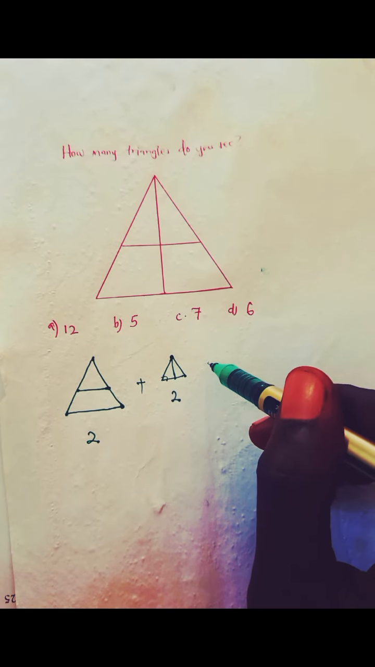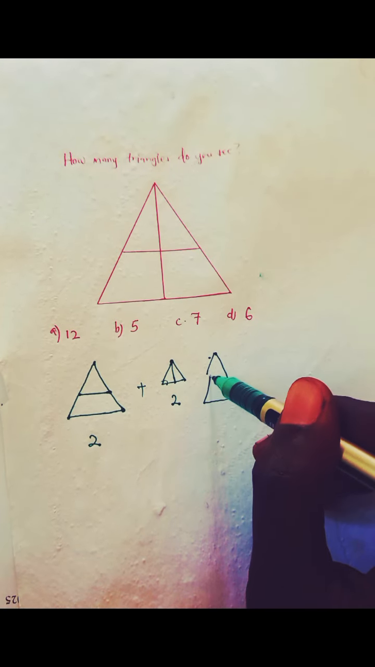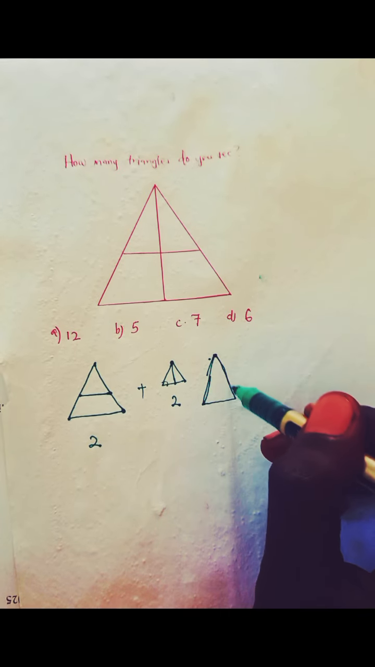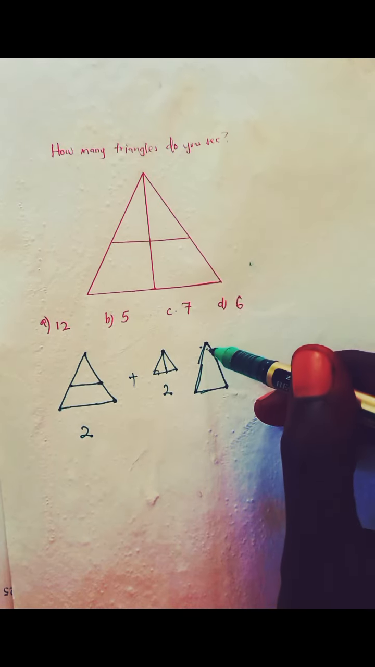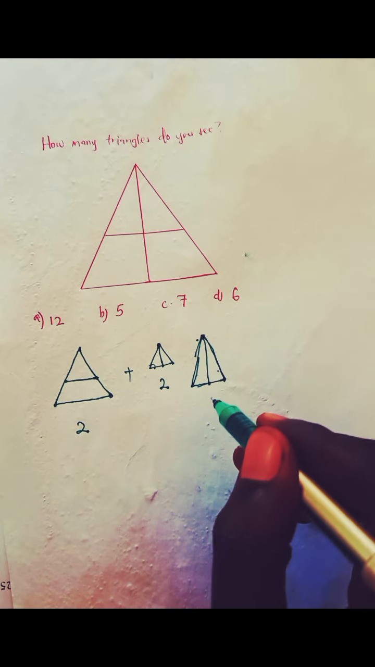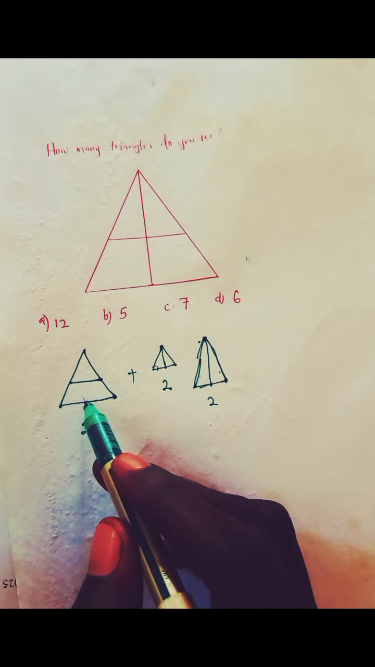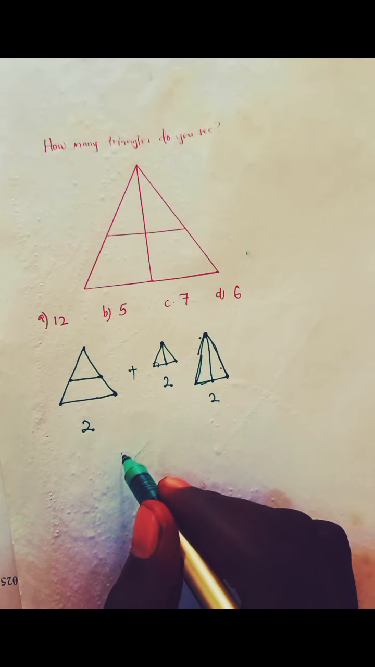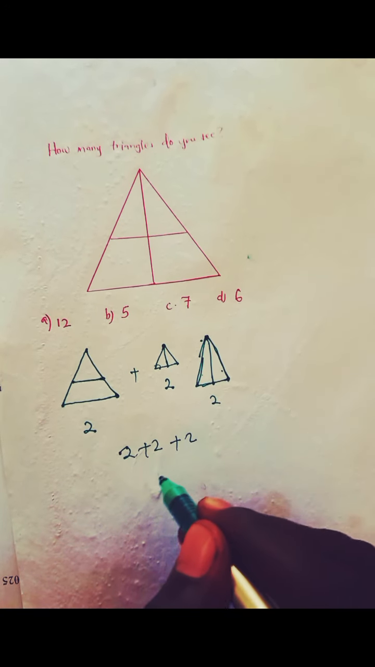Let's add the bigger one. Okay, the whole thing. So we're going to divide it again by 2 to make 2 more triangles. So when you get them, you have 2, 2, and 2. That's what you're going to get.